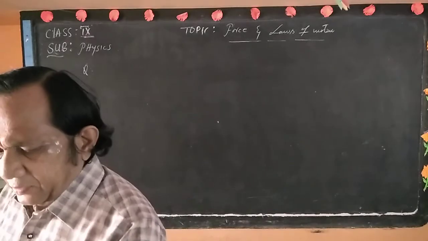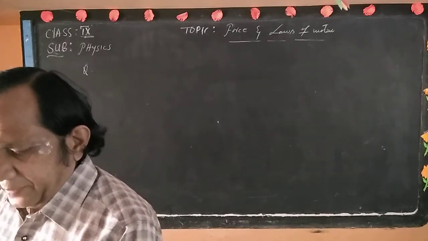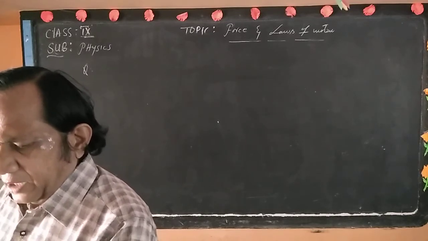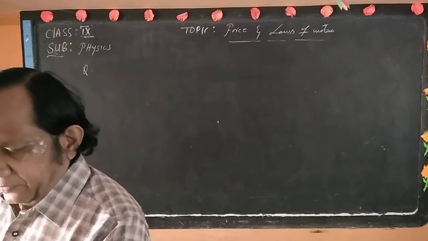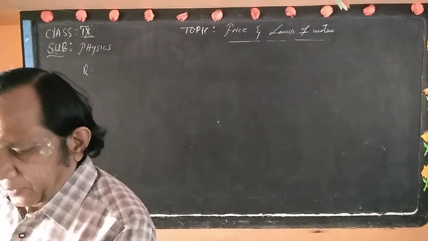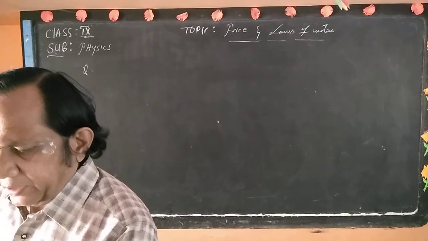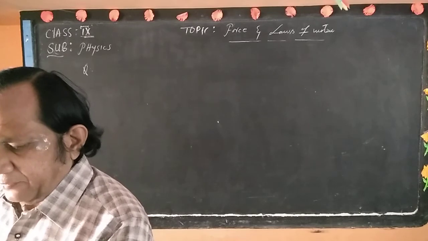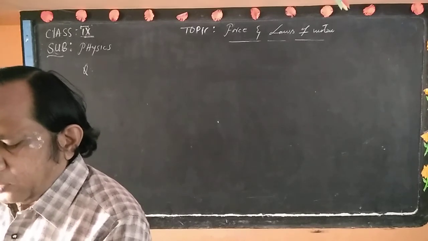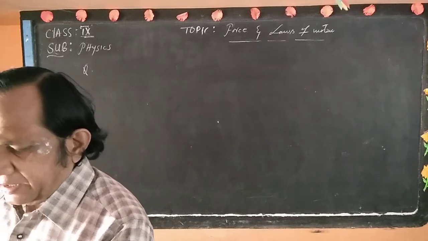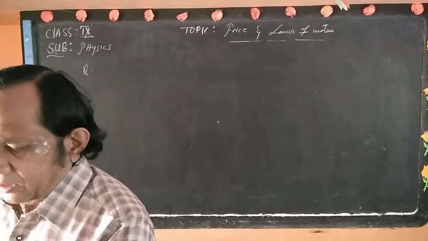So here we have to apply the momentum application. Momentum of the rifle we have to apply: M1 V1 is equal to M2 V2. We can apply this formula. According to the law of conservation of momentum, momentum of the rifle is equal to momentum of the bullet. Both to be applied, then we can get the velocity of the rifle to be calculated.